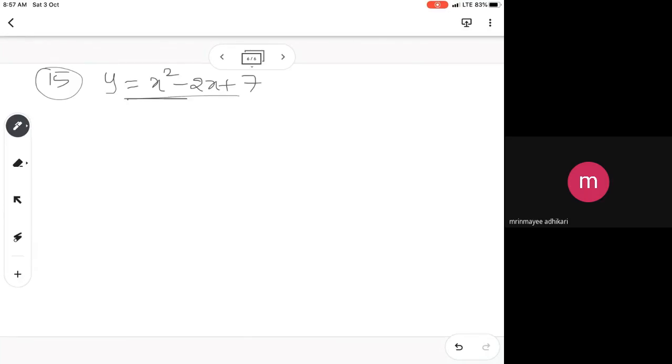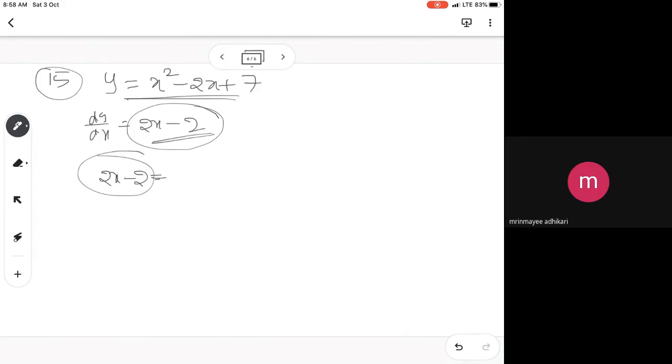So for this you find dy by dx. dy by dx is equal to 2x minus 2. This expression 2x minus 2 is equal to the slope of the tangent. And the slope of the tangent is parallel to the line given here: 2x minus y plus 9 is equal to 0.